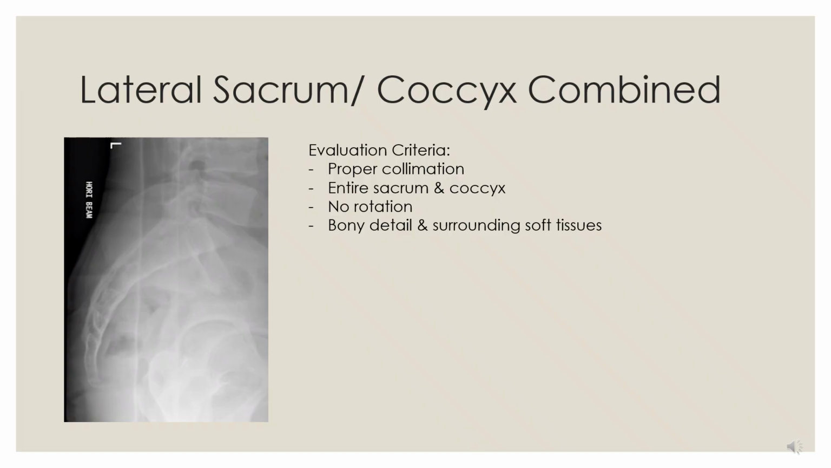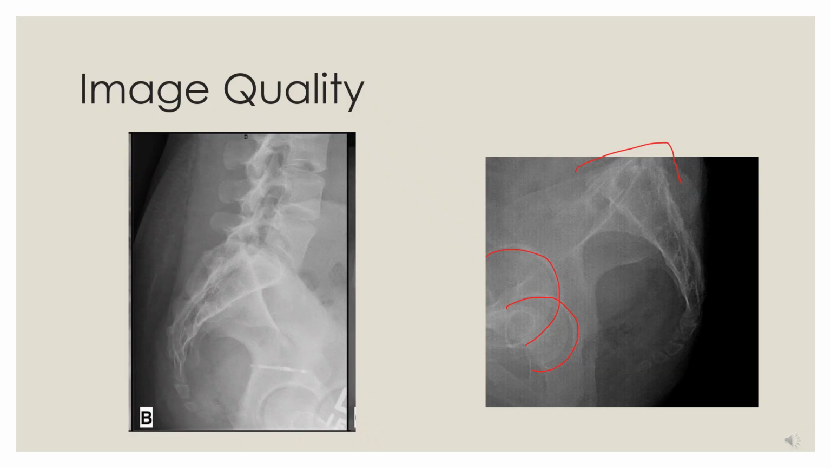surrounding soft tissues. So the image on the left is the good image. You can see the entire sacrum, the entire coccyx, nothing's missing, and you can see good bone detail. The image on the right, you can see that the top of the sacrum is clipped. There is rotation, as you can see with the hip joints. You can definitely see that they're not lined up correctly in true lateral.